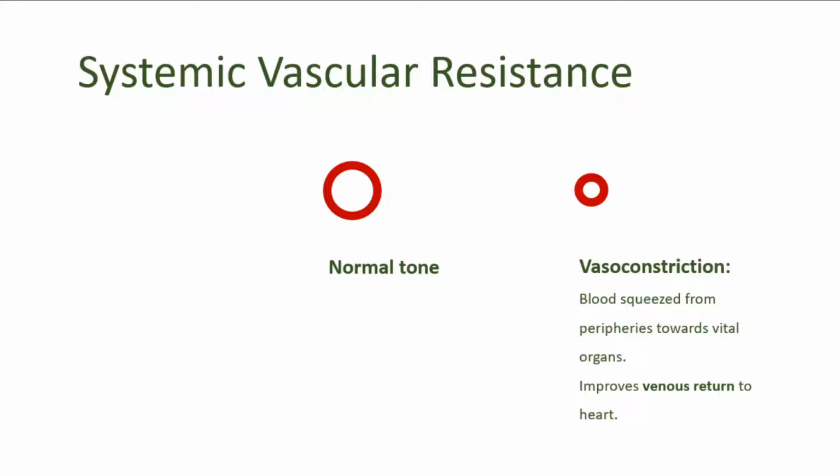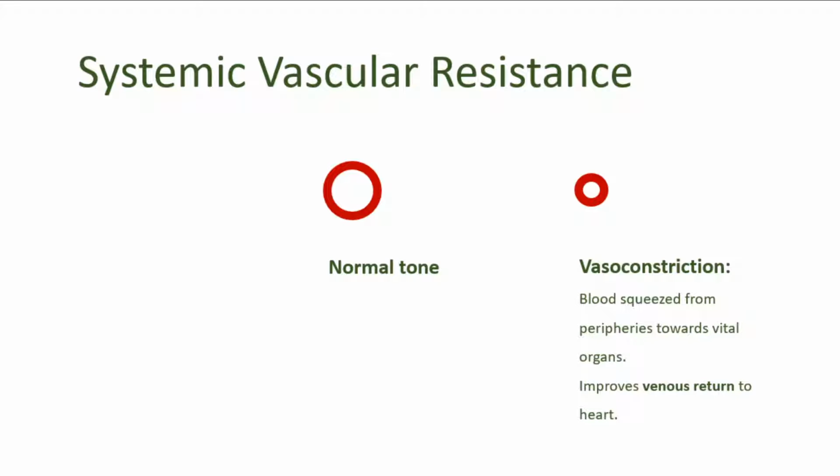Now, again, this is happening all over the body to different degrees. However, if we get an increase globally of many of the blood vessels acting together to squeeze the blood away from the peripheries, away from those capacitance vessels, clearly you can see that there'll be an increase in blood flow towards the heart, what we call venous return.